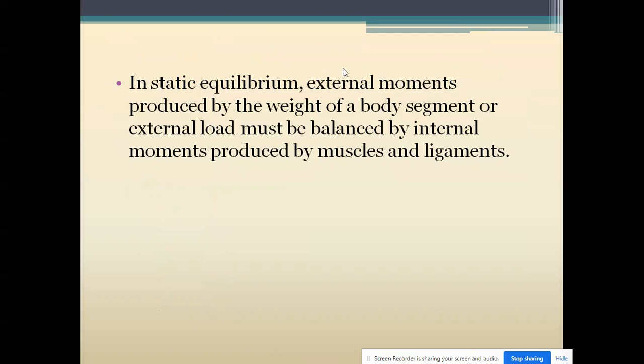So for dynamic equilibrium in extension, the formula is: moment produced by internal force should be equal to moment produced by external force. Coming to the next point, in static equilibrium, this is an important point: external moments produced by the weight of the body segment or external load must be balanced by internal moments produced by muscle and ligament to maintain an upright posture.